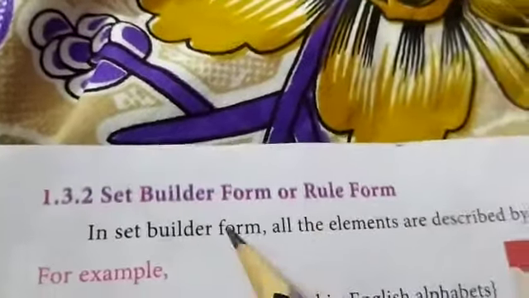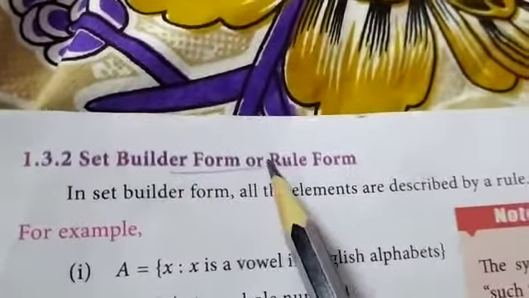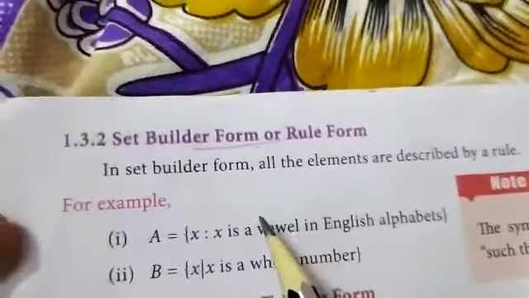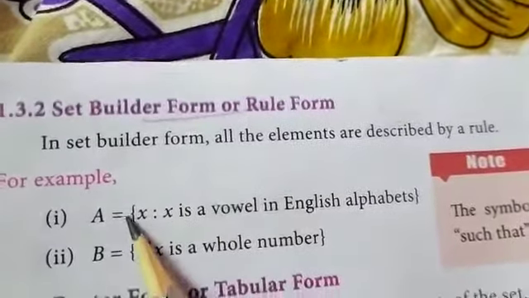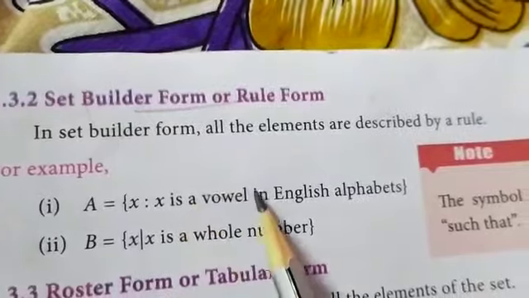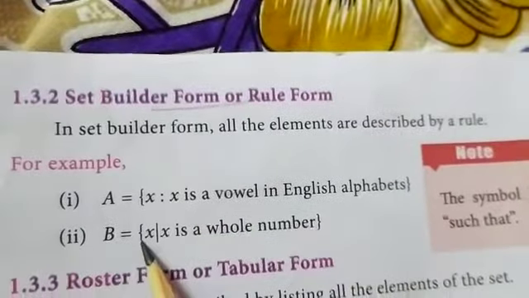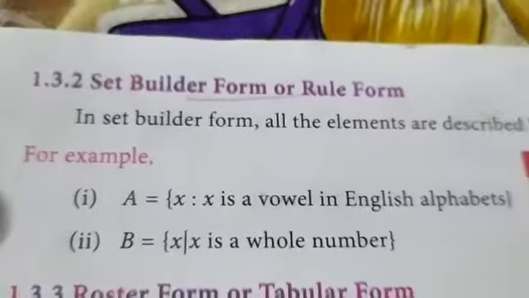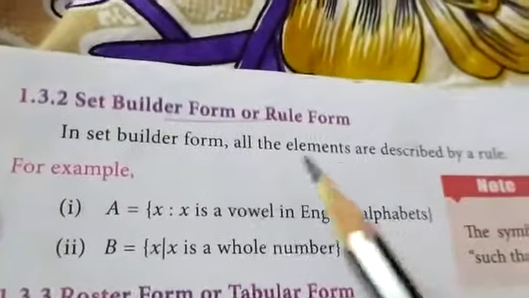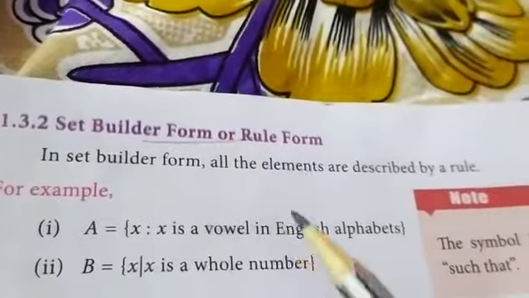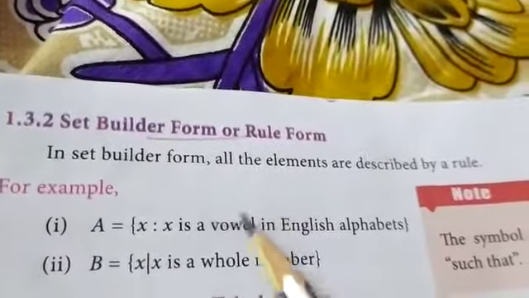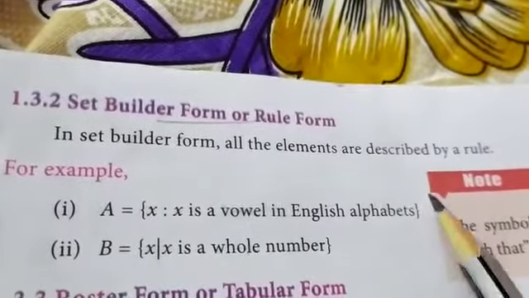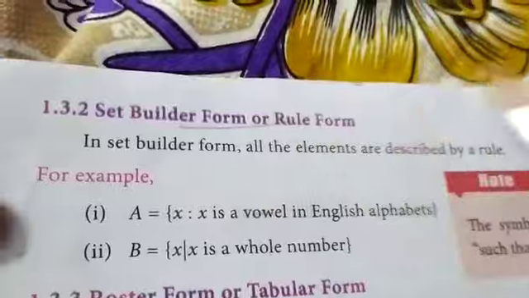So our next topic is set builder form or rule form. In set builder form, all elements are described by a rule. For example, A is a set of x such that x is a vowel in English alphabet, and B is a set of x such that x is a whole number. This is nothing but we are taking the descriptive form and converting it into symbols, and then we write it inside the curly brackets. So this is called a set builder form.